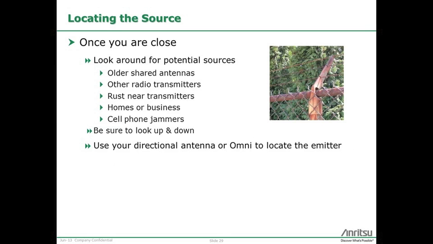Once you are close, maybe you're out of your vehicle, for example, and it's very close to where you are, start looking around for potential sources. Things you know can cause interference. Look for antennas, especially older ones. Look for radios. Look for rust that might be causing intermodulation. So, for example, a rusty fence. Look for buildings, homes or businesses. Look for cell phone jammers. If you've got one of those sitting somewhere, that's a really good sign.